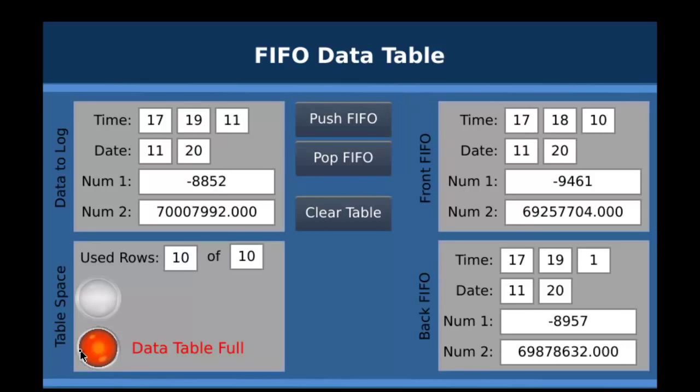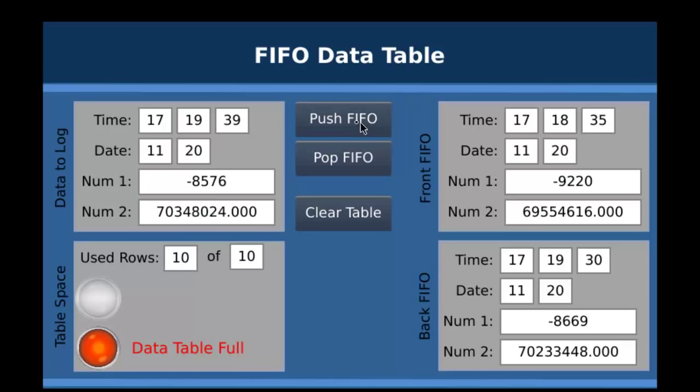Pressing pop will then manually remove the frontmost row. So we see here, front FIFO. Pressing pop will then remove that row. That information will be shifted upwards. We can then press push again to fill the table. When the table is full and push is pressed, new information cannot be written. A pop function will have to be performed first.